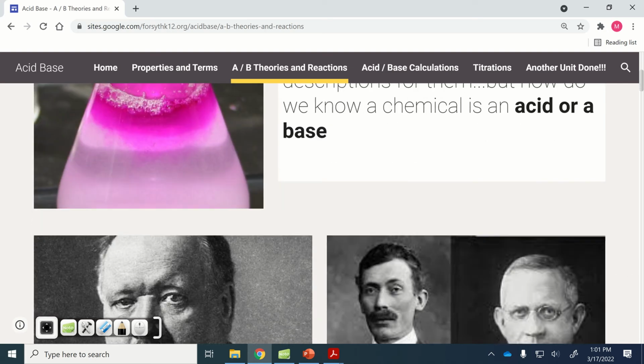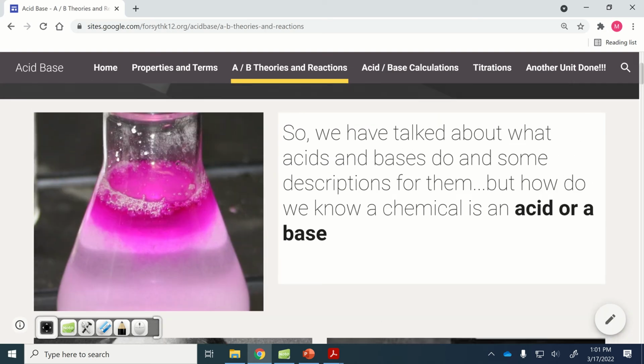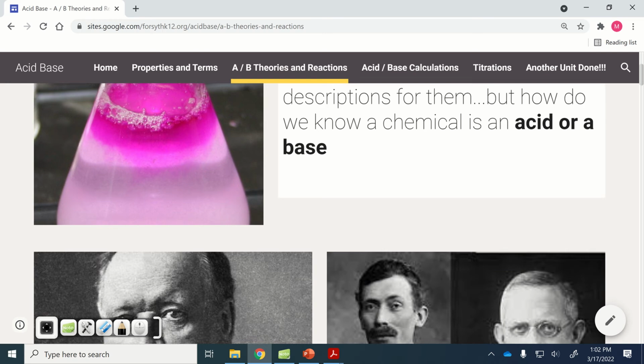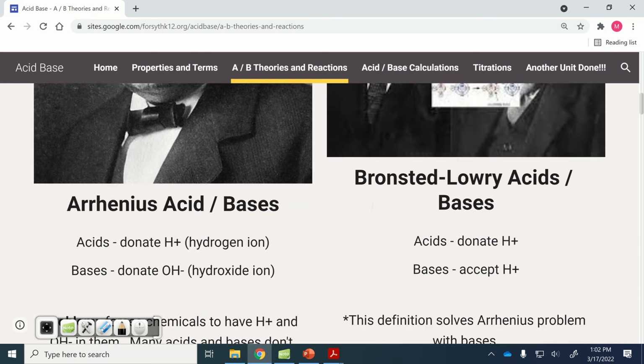So what we want to do a little bit more now is going, okay, while we understand all these properties, how can I, if I get a chemical formula, identify it as an acid or a base, or be able to predict whether I think it should be an acid or a base? So we got a couple of definitions, and there's the guys that came up with the definitions.